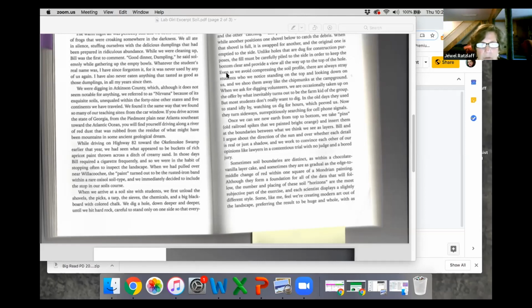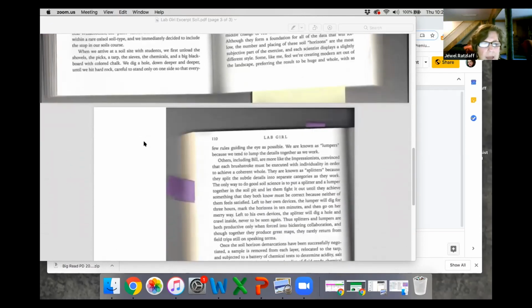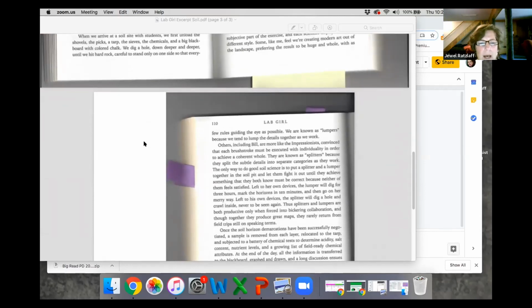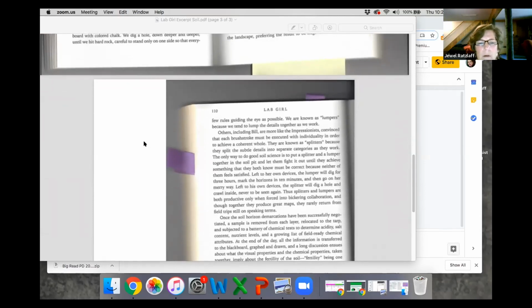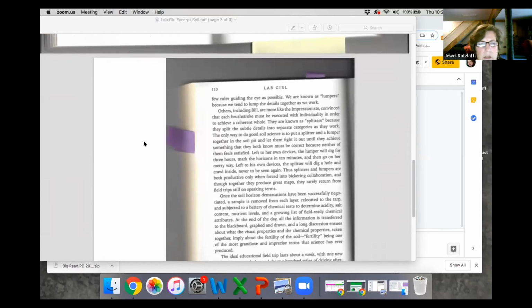Some, like me, feel we're creating modern art out of the landscape, preferring the result to be huge and whole, with as few rules guiding the eye as possible. We're known as lumpers because we tend to lump the details together as we work. Others, including Bill, are more like the Impressionists, convinced that each brush stroke must be executed with individuality in order to achieve a coherent whole. They are known as splitters because they split the subtle details into separate categories as they work.